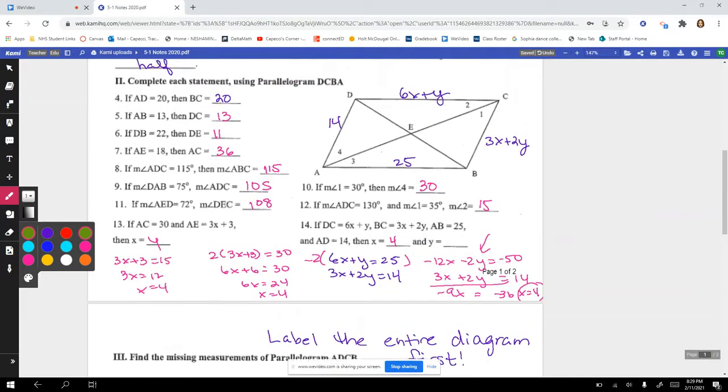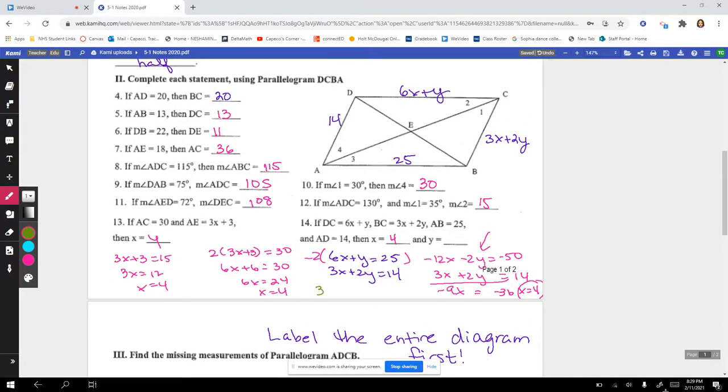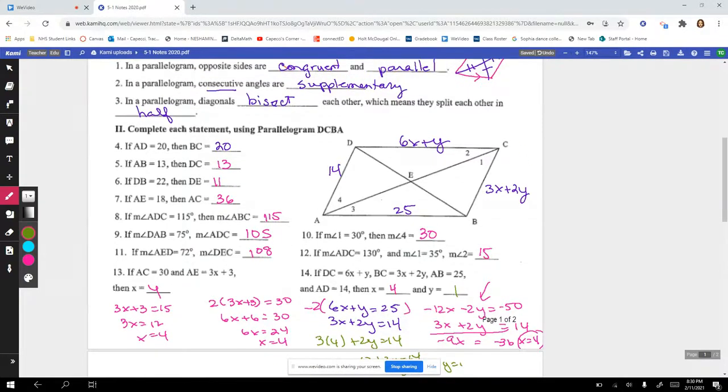And I'll do the same thing now with y. I just have to substitute it back in. Okay, so if I use 3 times 4 plus 2y is equal to 14, I get 12 plus 2y is equal to 14. So 2y is equal to 2, so y is equal to 1. Now, the good thing about this is I can check it. I always love when I can check things in math. It just helps me make sure that I'm doing something correctly. And if I know I made a mistake, I can fix it, okay?